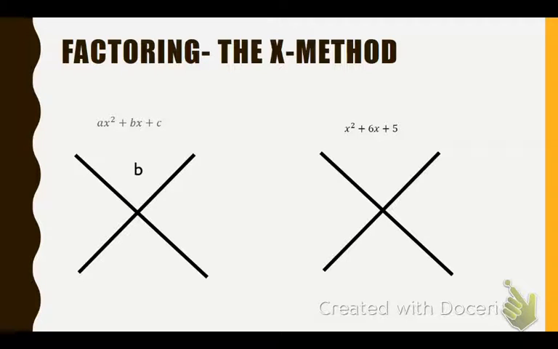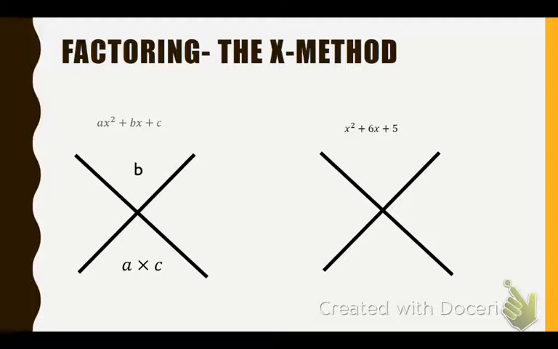We're going to do this example on the right. B, what did we say was B? 6. So in this example, 6 goes in the top of the X. In the bottom, you're going to do A times C. A lot of people forget that it's A times C. And tomorrow you're going to really need A times C. In our example on the right, what is A? 1 times 5, which is C. What's 1 times 5? 5.